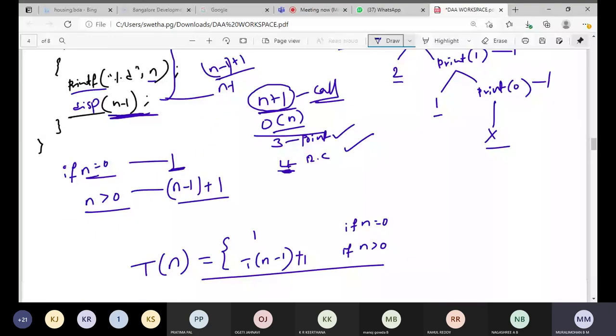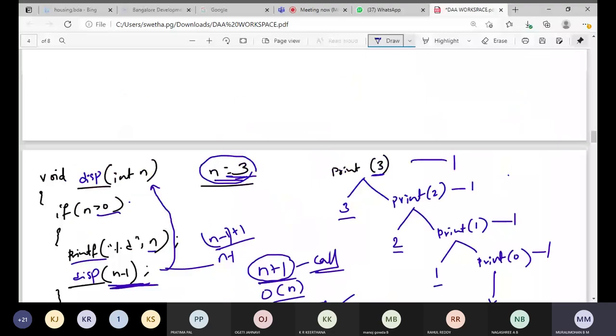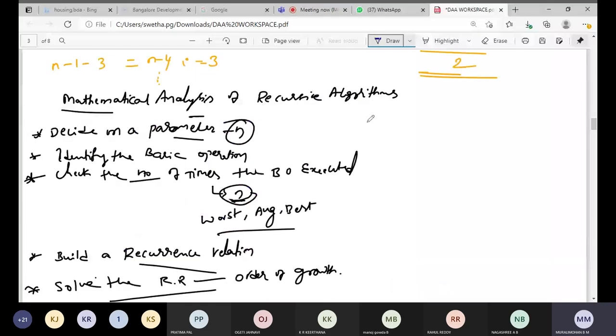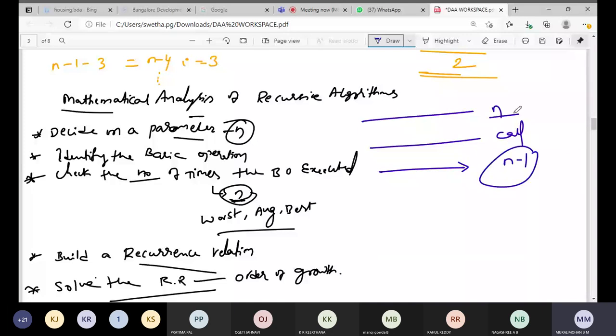See, we are going according to the general plan only. First we decided on n. Then we identified the basic operation. Each time it is printing and it is again calling the same recursive function, right? Next, we are finding the number of times it is executing. It is executing n minus 1 times for n minus 1 and 1 time for n. So it is becoming n minus 1 plus 1.